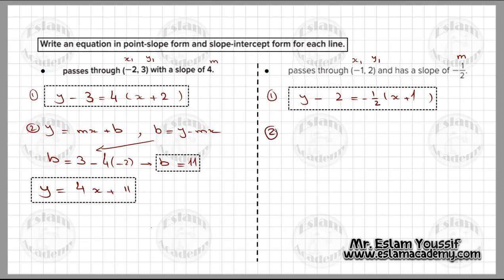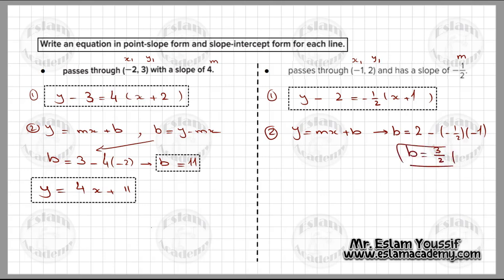To write the equation in slope-intercept form, we have y = mx + b. The missing value is b. So b = y - mx. y equals 2 minus m, which equals negative 1 over 2, multiplied by x, which equals negative 1. So negative 1 over 2 multiplied by negative 1 equals 1 over 2. 2 minus 1 over 2 means b equals 3 over 2.